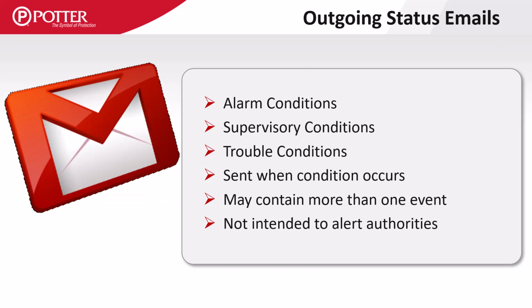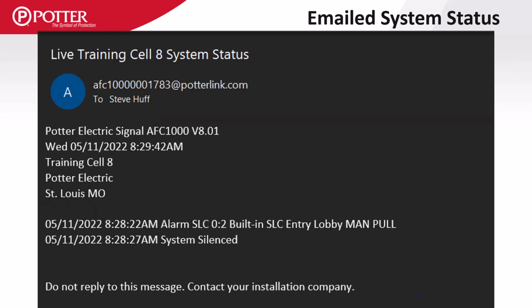System status emails include alarm, trouble, and supervisory conditions. They will be sent to the selected recipients when the event occurs. If there are several events that occur in rapid succession, the status email may contain more than one event. Here is an example of what a system status email looks like.